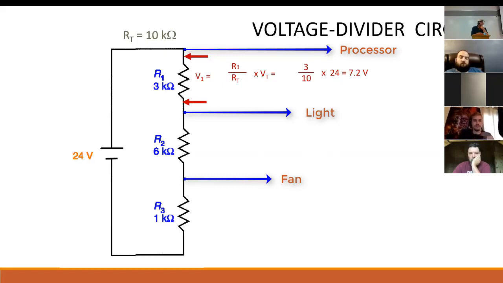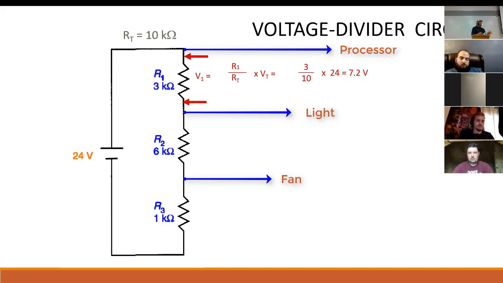7.2 volts. So you see that equation there. We're taking R1 and putting it over R2 to give us the ratio or decimal or fraction. And then we multiply that fraction or decimal by the total voltage, and that's how we get the voltage.